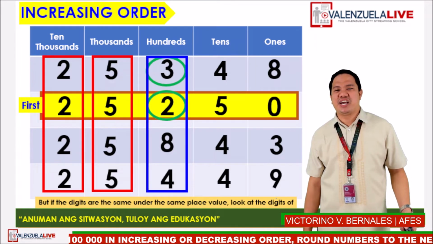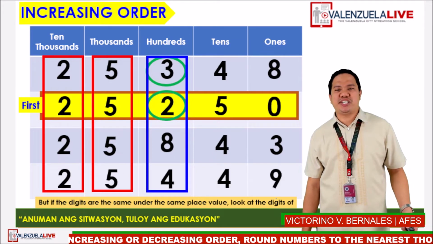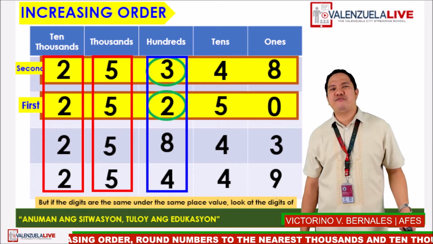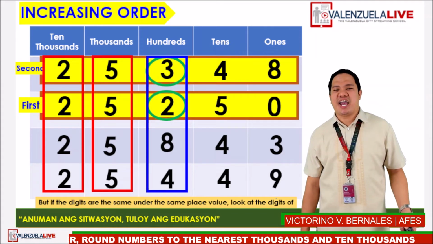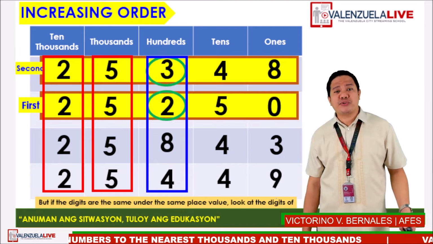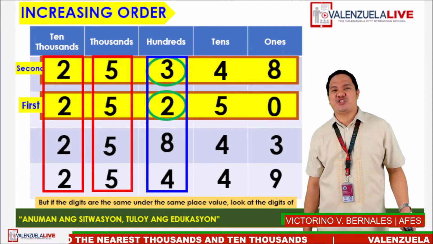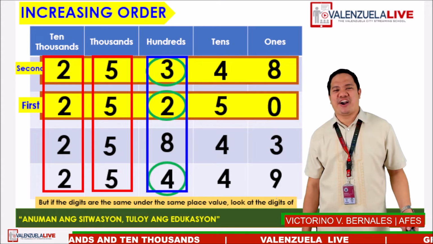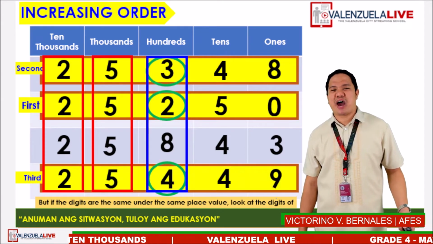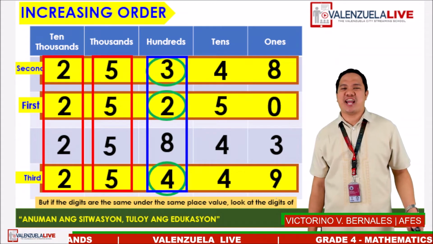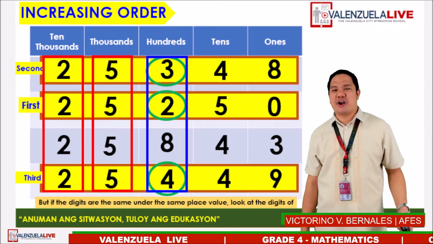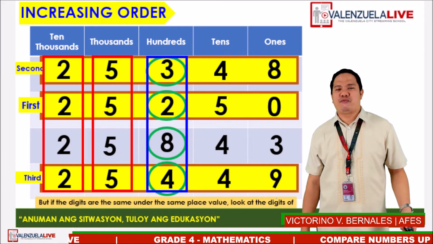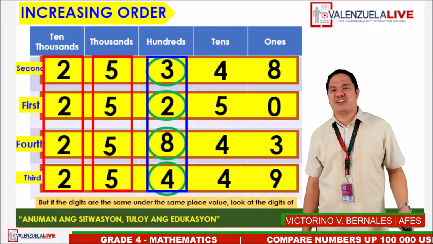Very good. 3 is greater than 2. Therefore, 25,348 comes second in our arrangement. And for our third number in the arrangement, we have 4. Therefore, 25,449 comes third in our arrangement. And our last number is 25,843.